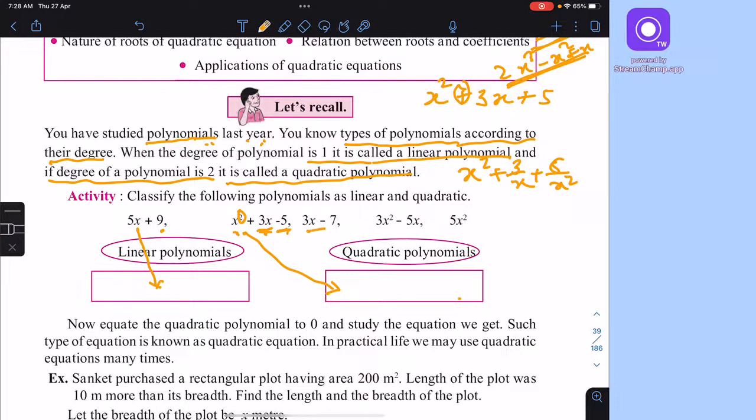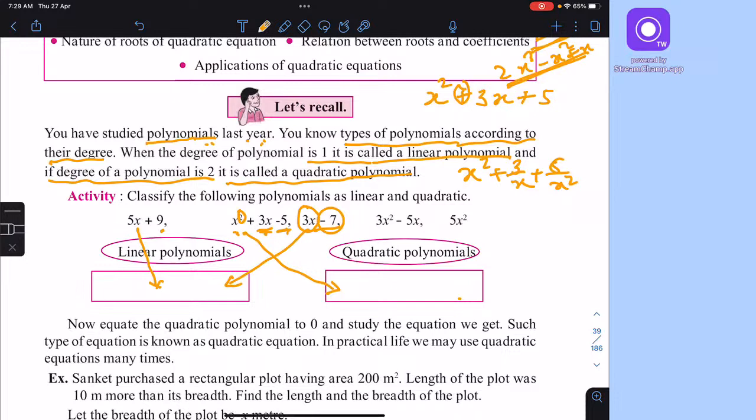Now 3x minus 7. Here x is the only variable. 3x is a term where the degree of the variable x is 1. And minus 7 is another term where the degree is 0. So maximum degree is 1, and therefore it is a linear polynomial.